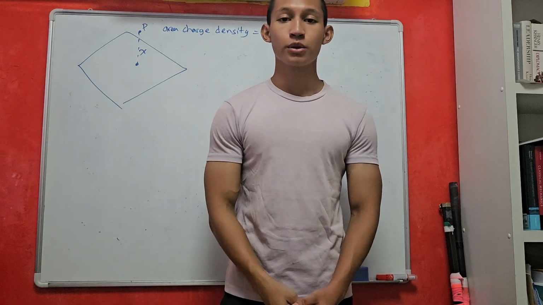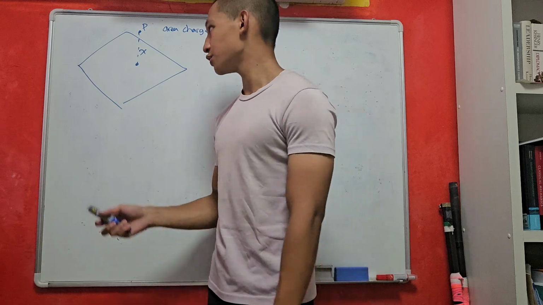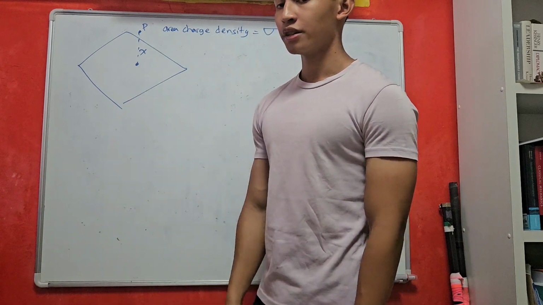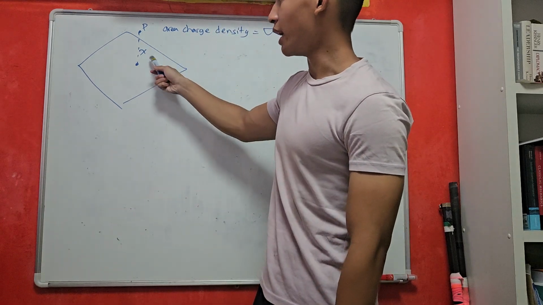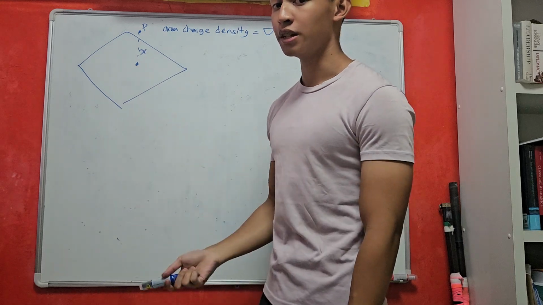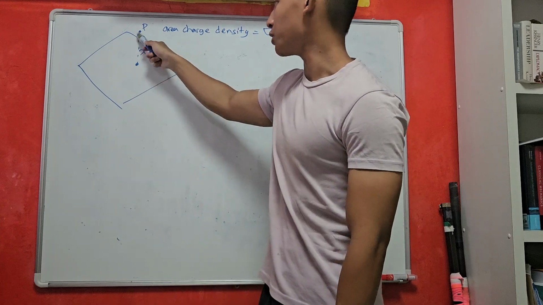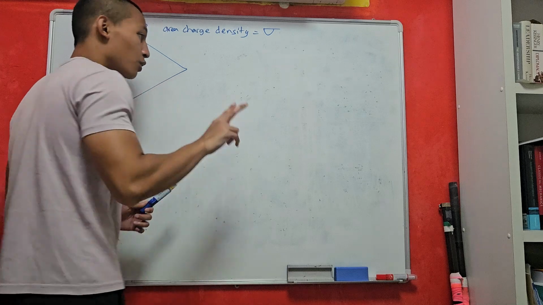In today's video, I'll be going through how to find the electric field due to an infinite surface. So we'll be given a point P, which is distance x above the infinite surface, and we're trying to find the electric field at point P. So there are two approaches to this question.